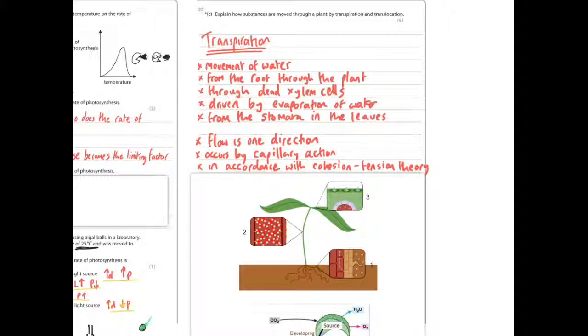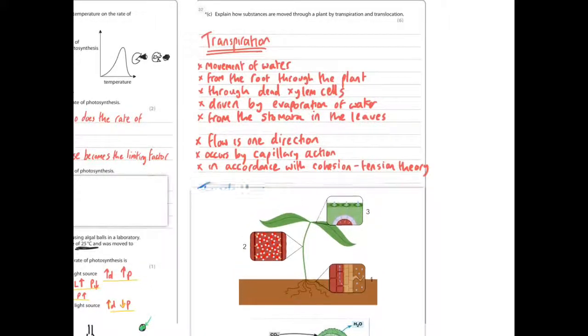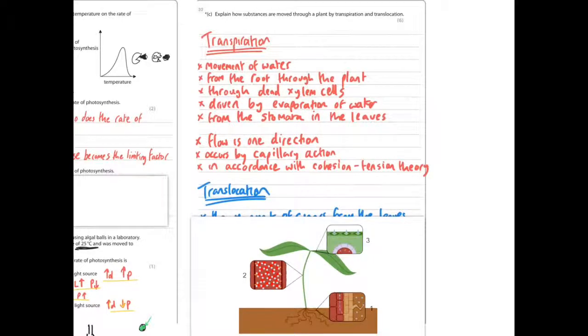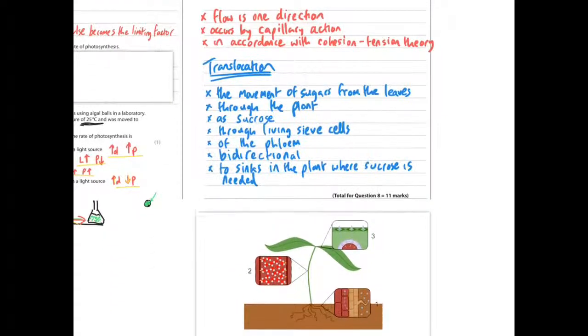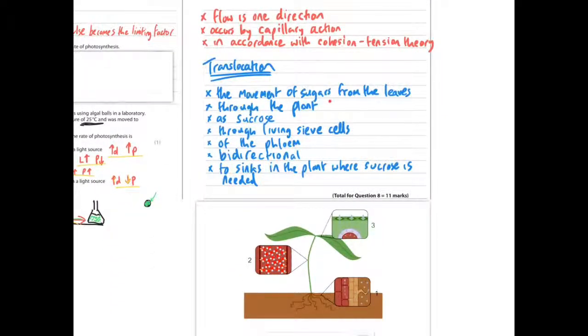Cohesion tension theory is the idea that the water molecules stick together, but because the vacuum is sucking them, they're always under tension, like a column of water that's sticky or elastic that's being stretched and pulled constantly. Cohesion, sticky, tension, being stretched. Okay, moving on to translocation. With translocation, you say the movement of sugars from the leaves through the plant as sucrose, so those sugars are moving as sucrose, through living sieve cells.